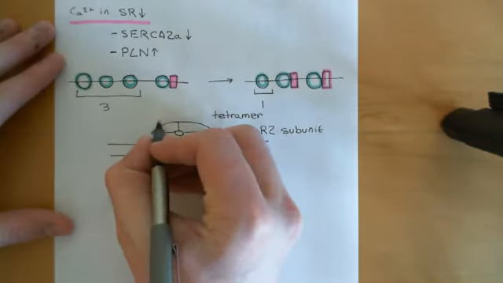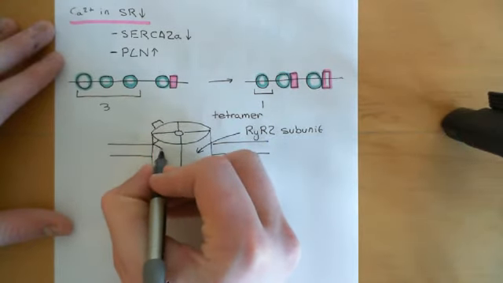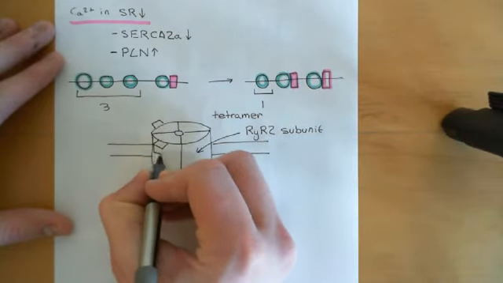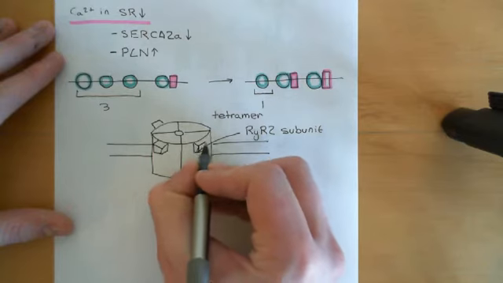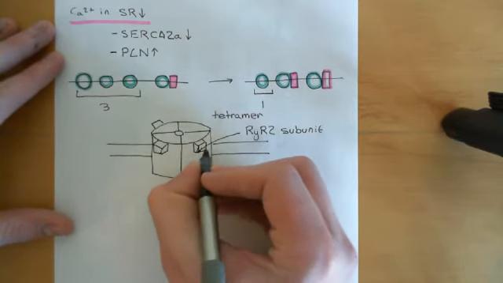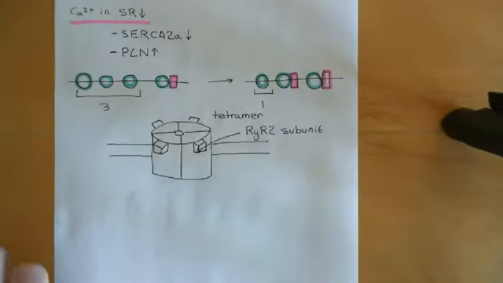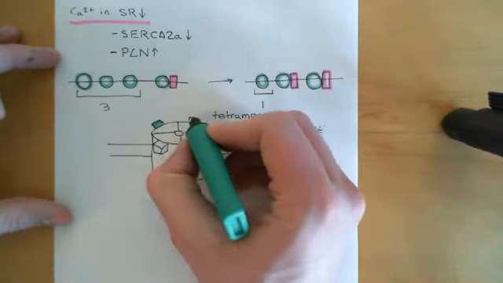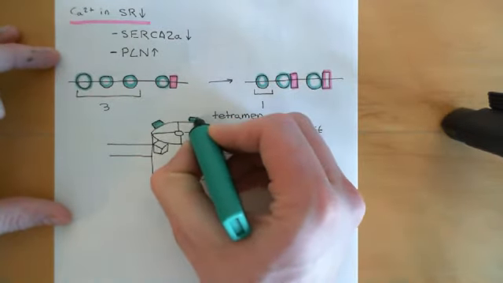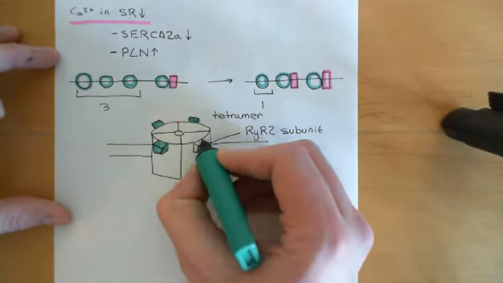Each one of the separate type 2 ranitidine receptor subunits is going to have a little protein attached onto its cytoplasmic side, known as calstabin 2. So I'll just try and draw this in. These little boxes are supposed to represent little calstabin 2 proteins, which you have attached to every single one of the subunits. So each one of the type 2 ranitidine receptor subunits has one of these calstabin 2 proteins attached to it, shown here in turquoise.